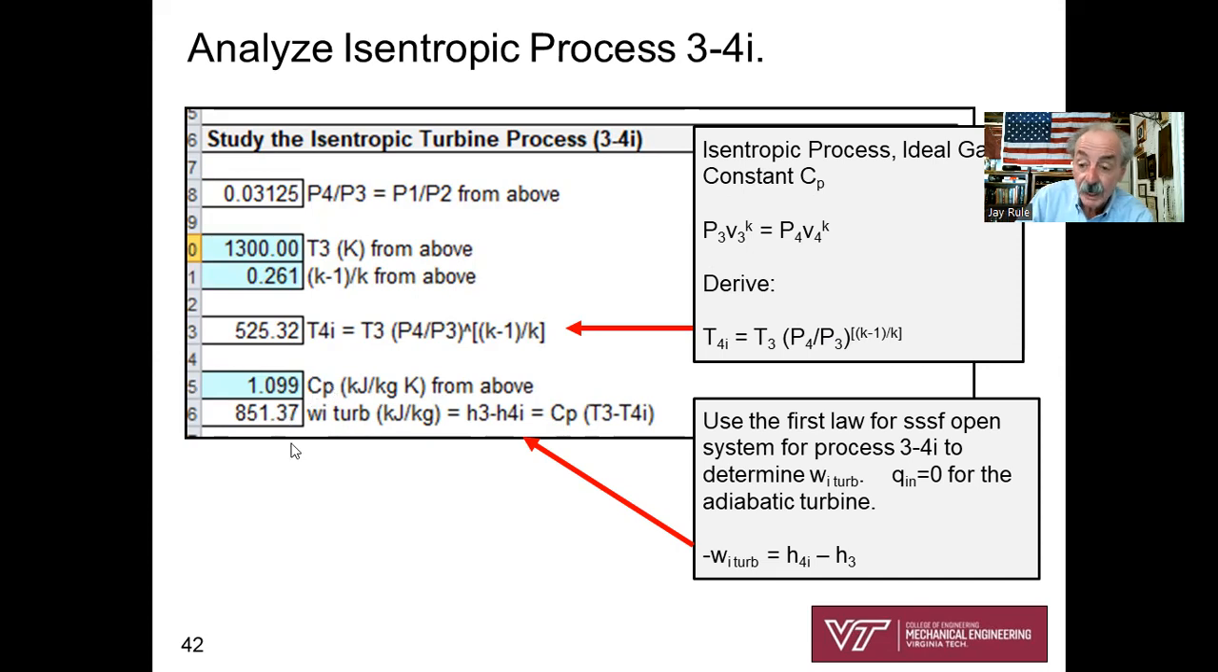Okay, so let's see. Isentropic work of the turbine. Apply the first law. I wrote down Cp from previous work. So the isentropic work is H3 minus H4 isentropic, which, for constant specific heat, is Cp times (T3 minus T4i). So there it is: isentropic work, 851.37 kilojoules per kilogram. Here's my little note about the first law.